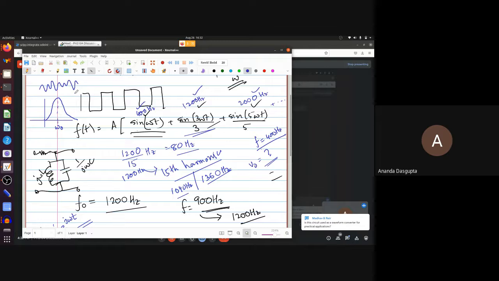Is this circuit used as a waveform converter for practical applications? Well, not really. This circuit has many practical applications. The major practical application is as a tuner. Say radio tuners, television tuners. All of these have to deal with lots of input frequencies, right? Radios. All the radio stations essentially transmit at different frequencies.